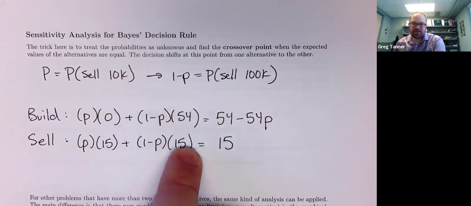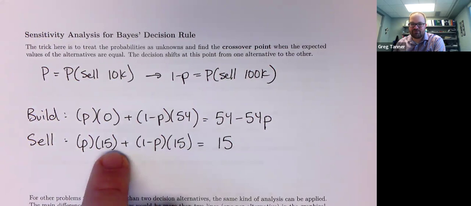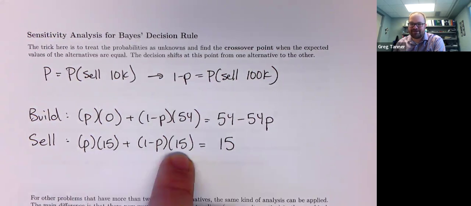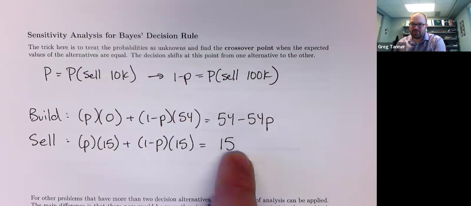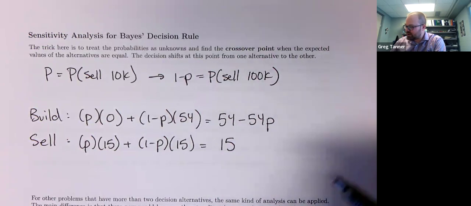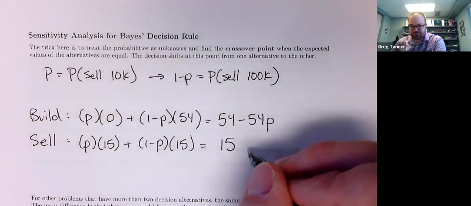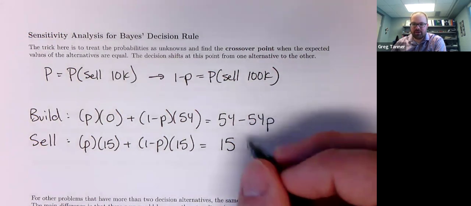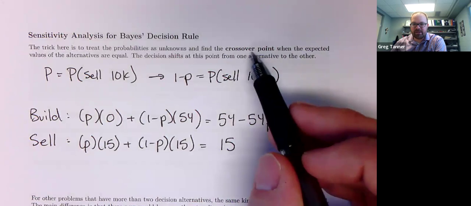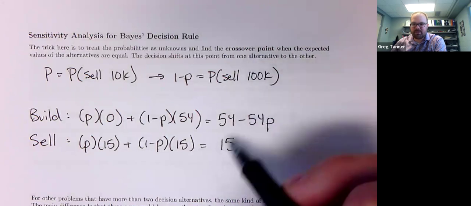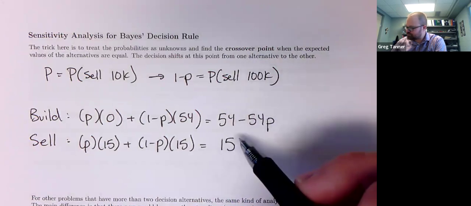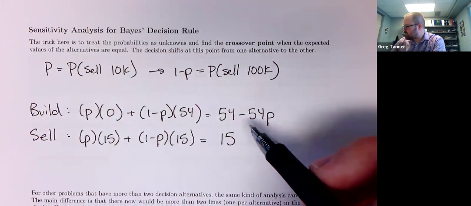You can think of an expected value as a weighted average, and anytime you do a weighted average of two identical numbers, no matter what the weights are, you're going to get that identical number. So these are the two possible expected values. Now we want to look at whether there is what we call a crossover point where these two expected values are equal to each other. So let's actually solve that.